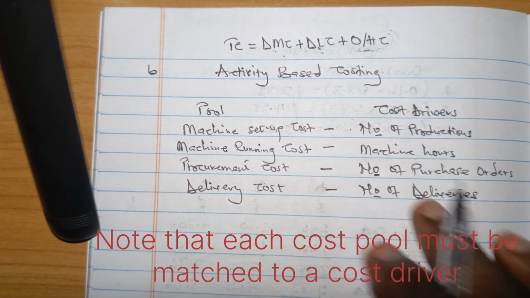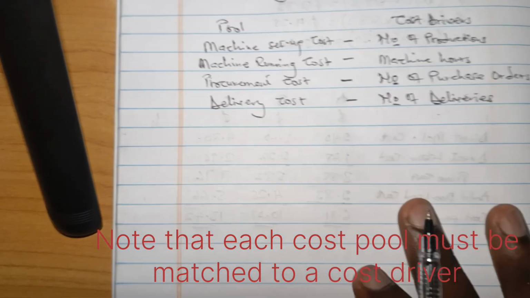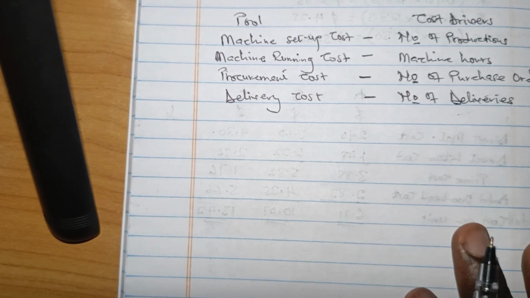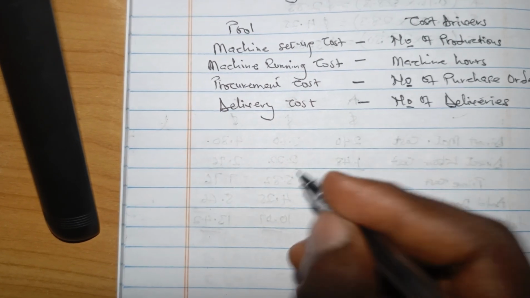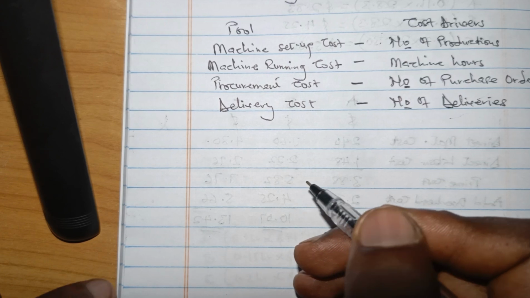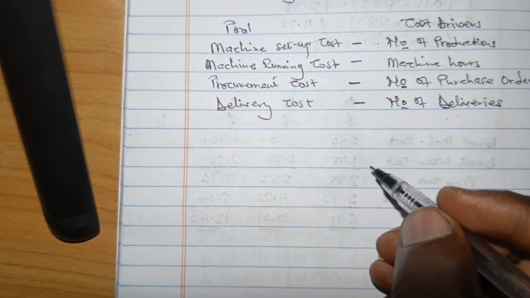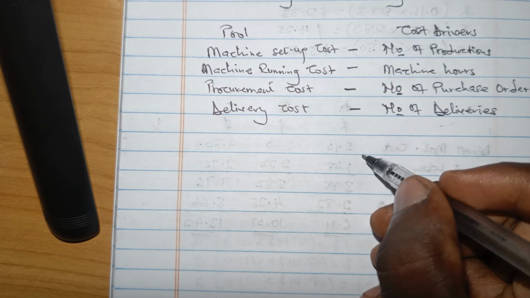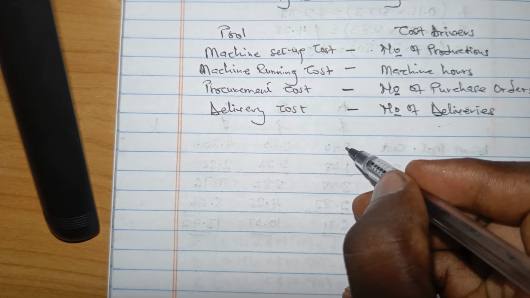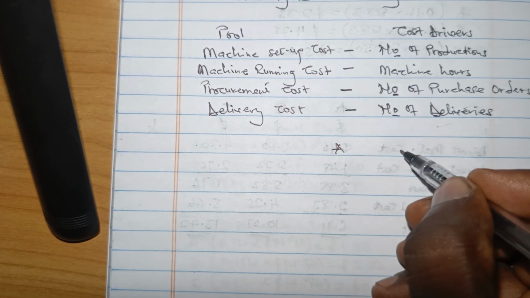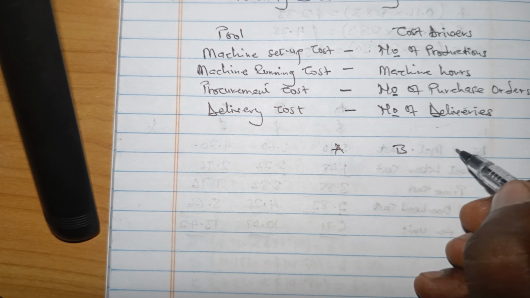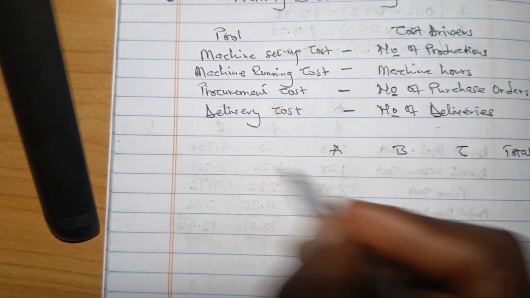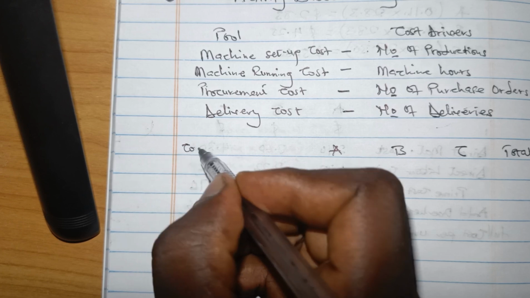Now that we've identified the cost drivers, it becomes easier to allocate the activities. So then you move on to the next step, which is trying to find the total of the cost drivers for each product. So we have product A, product B, product C, and total. Okay, so we have cost drivers here.